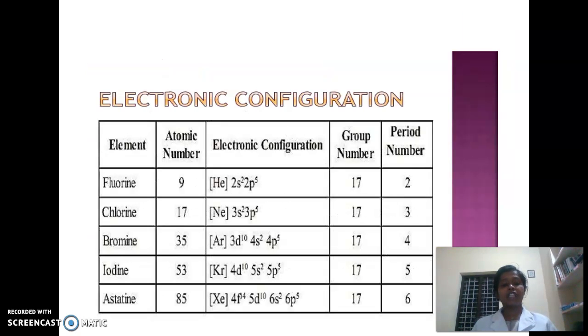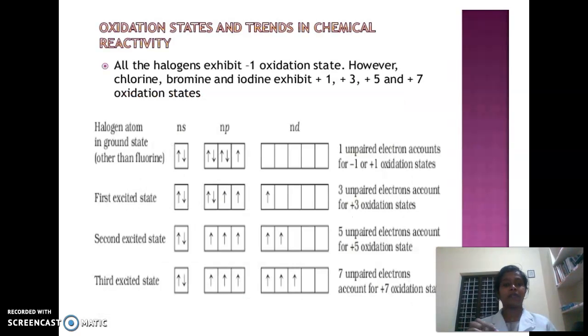Look at the electronic configuration. Fluorine has an atomic number of 9 with group number 17 and period number 2. Chlorine has atomic number 17, period number 3. Electronic configuration neon 3s2, 3p5. Bromine, argon 3d10, 4s2, 4p5. Iodine, krypton 4d10, 5s2, 5p5. Astatine, xenon 4f14, 5d10, 6s2, 6p5.